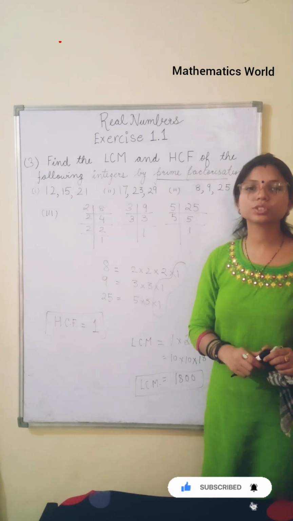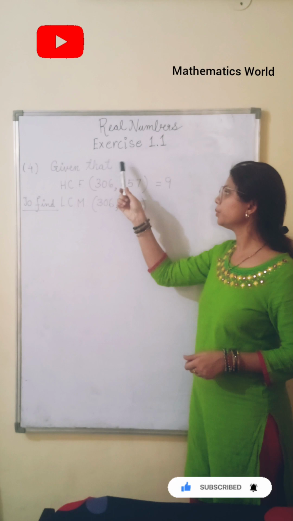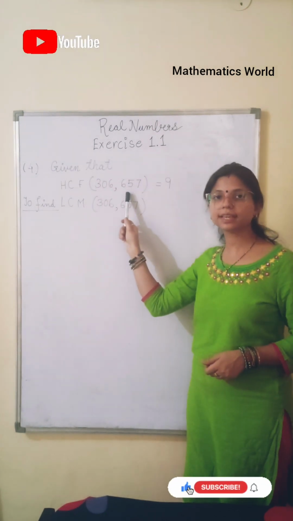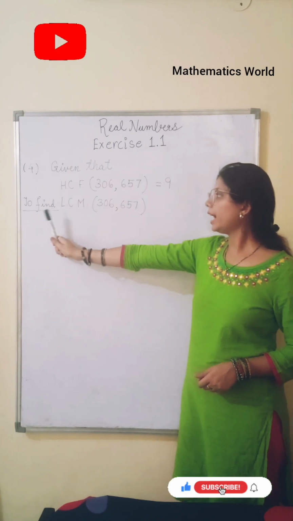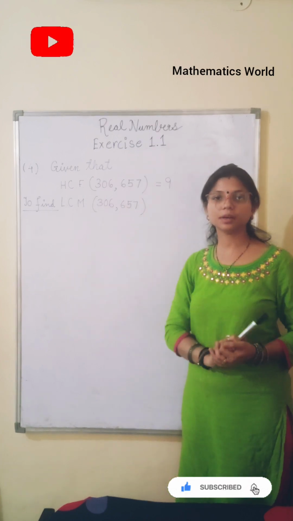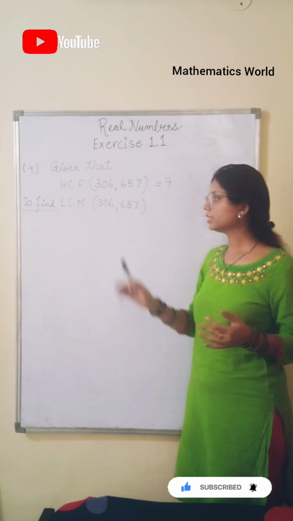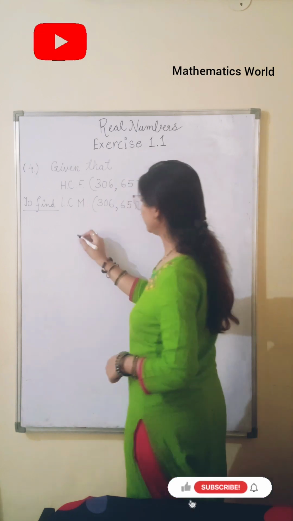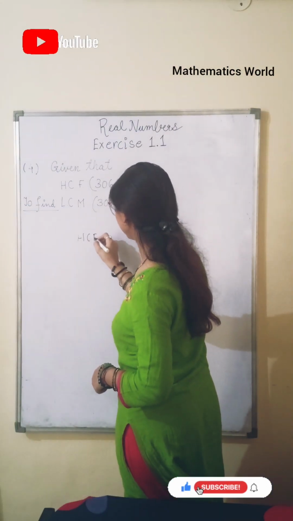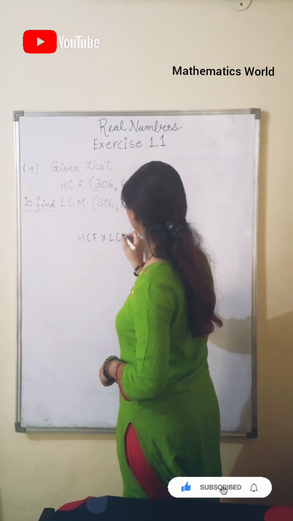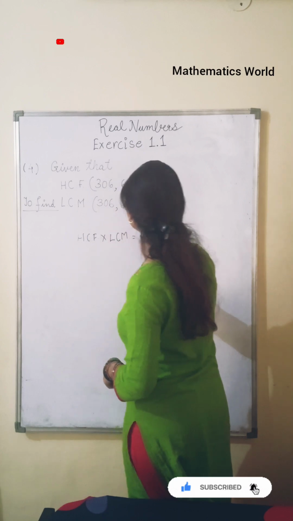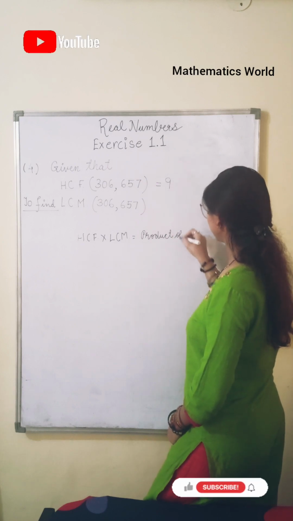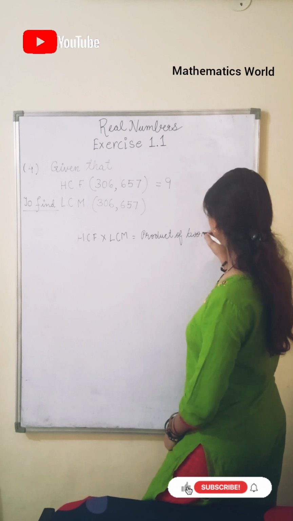Now let us do our question number 4. In the question you are given the HCF of two numbers, 306 and 657, that is 9. You have to find the LCM of both these numbers. अब हम तो कोई प्राइम फैक्टराइजेशन नहीं करेंगे. हमें एक प्रॉपर्टी पता है that HCF into LCM is equal to the product of the two numbers. ये पता है हमें प्रॉपर्टी.